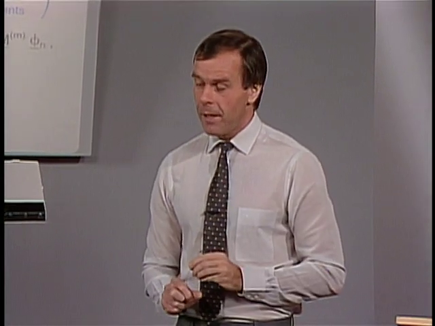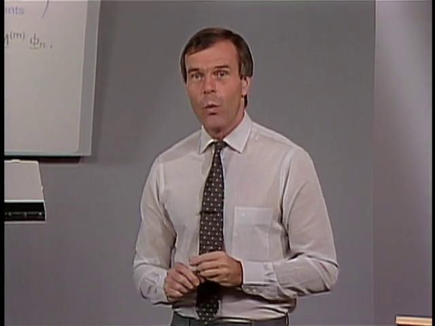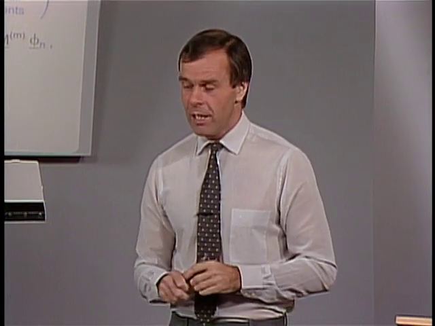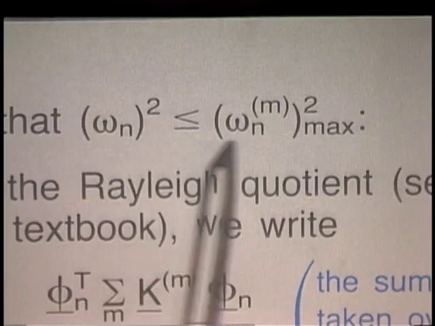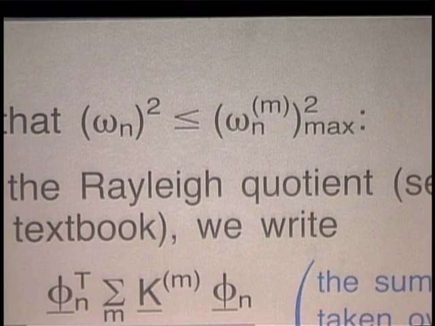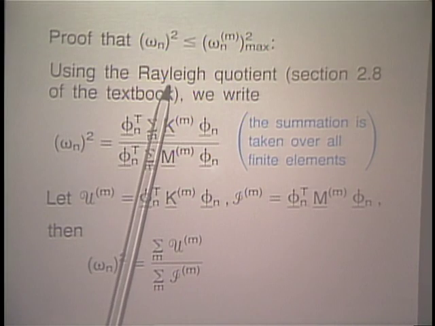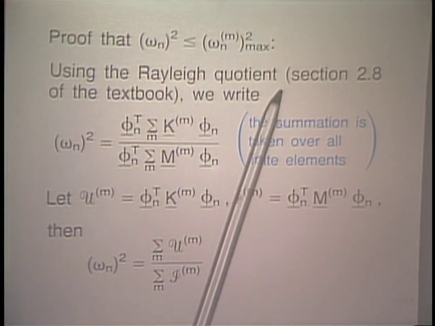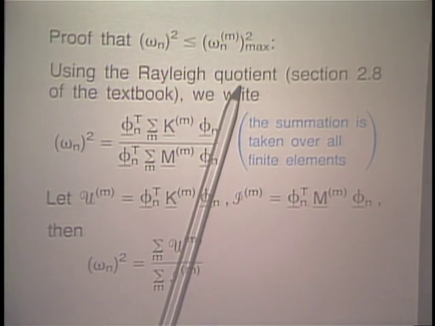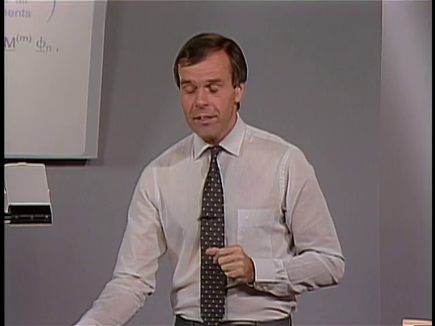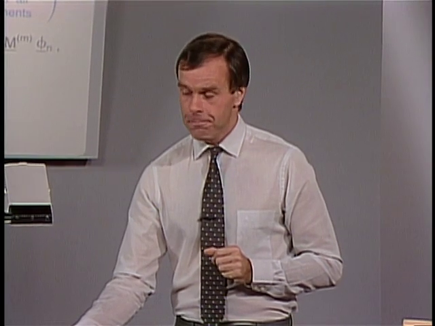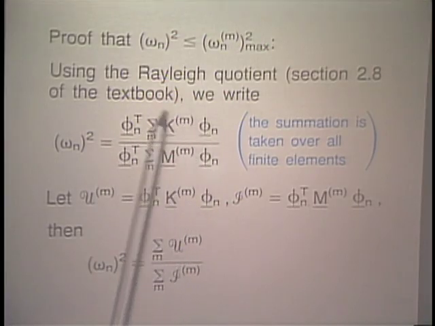Let's look at the proof of this relationship, because it's an interesting proof and it gives us a bit more insight into why this relationship really holds. So I'd like to prove to you very briefly that this relationship here is valid, and we do so by using the Rayleigh quotient. Please look at the textbook where the Rayleigh quotient is discussed, and I have to now assume that you are familiar with the Rayleigh quotient. If we write down the Rayleigh quotient for omega n squared, it is this relationship here.